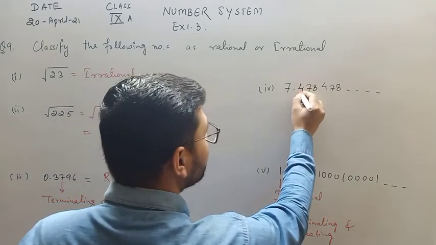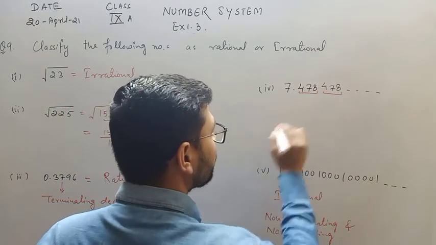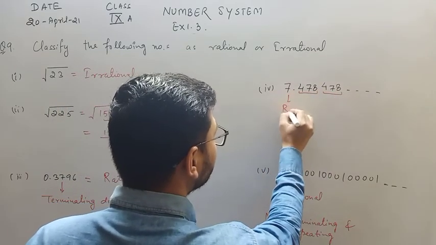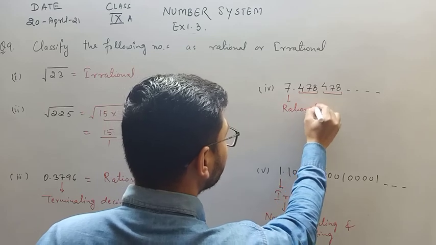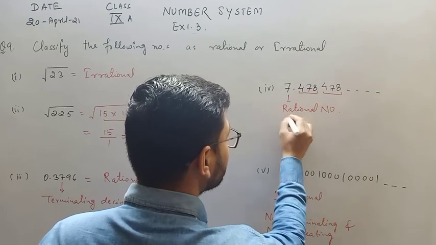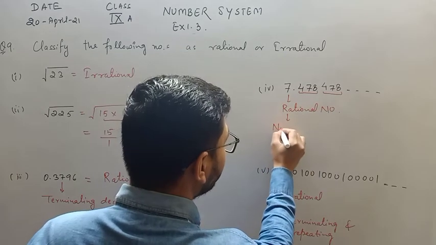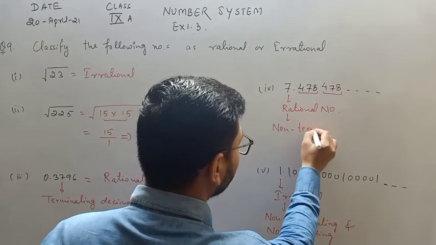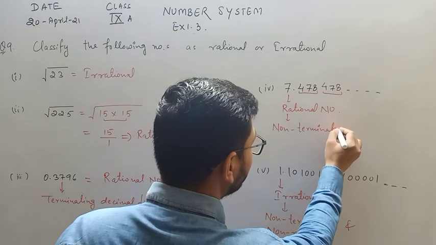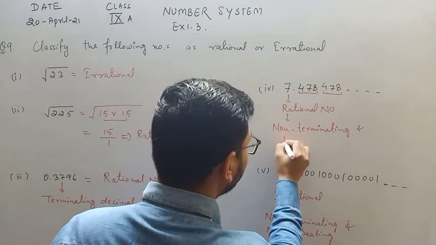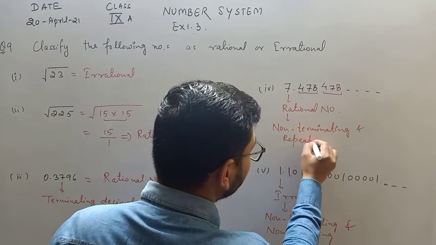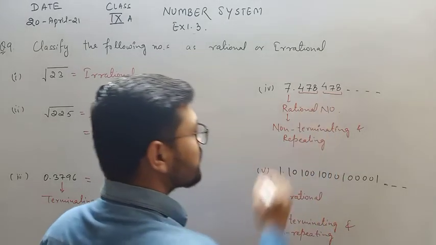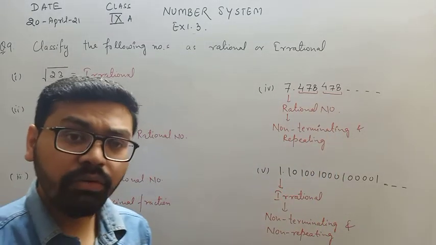Now again, there is one repeating unit. So this is rational. This is a rational number, and the reason is non-terminating and repeating unit, right? And the repeating unit here is 478, right? Any doubt in this case?